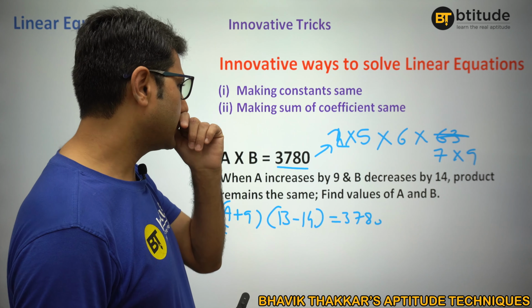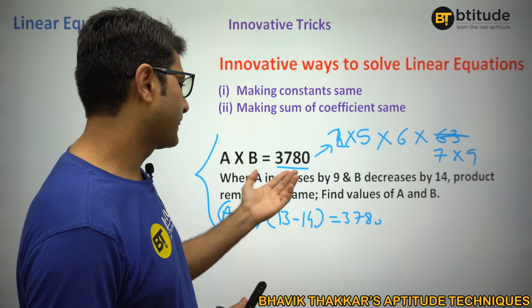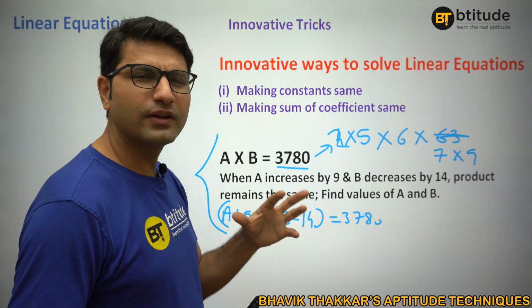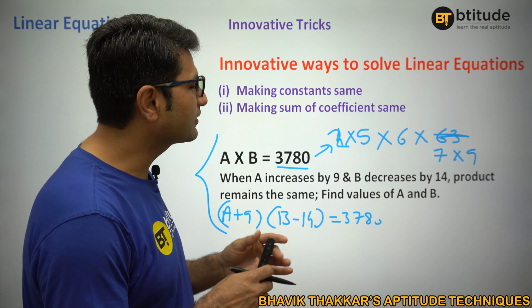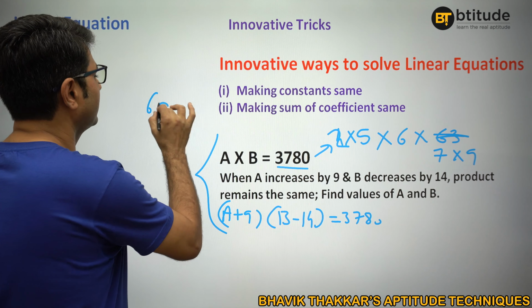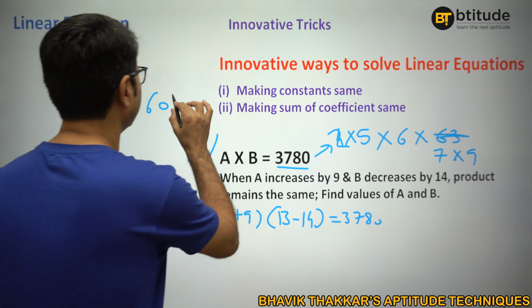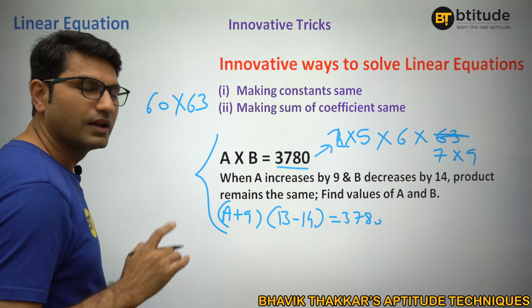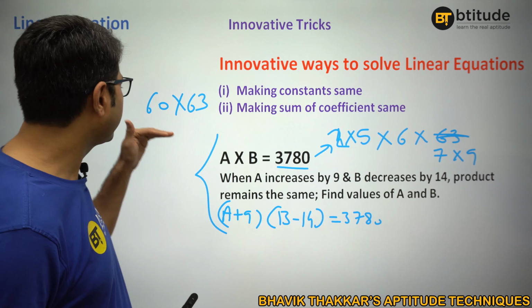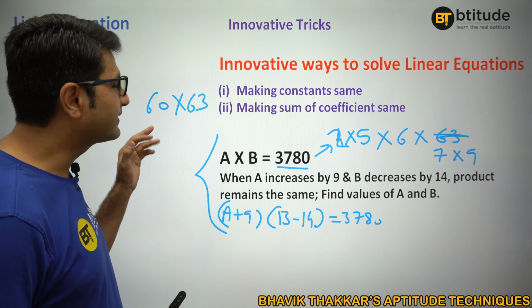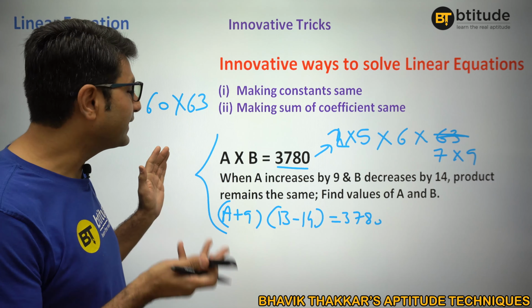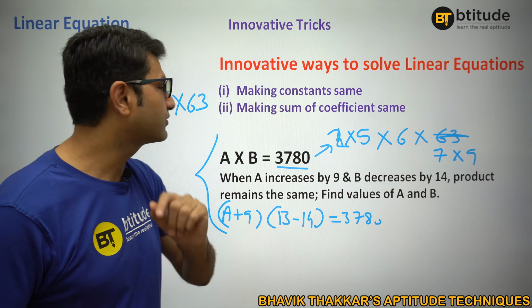For example, let's try, for example, now look, 3780 is roughly 60 squared next. So let us make 1 as 60. So 60 means 6 into 10. 60 into 63. Right? Now try to understand. If 1 increases by 9, then it will become 69. 69 means the 1 factor is 23, which is not a factor here. That means it's not possible.